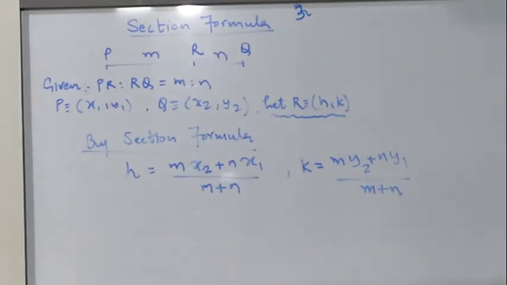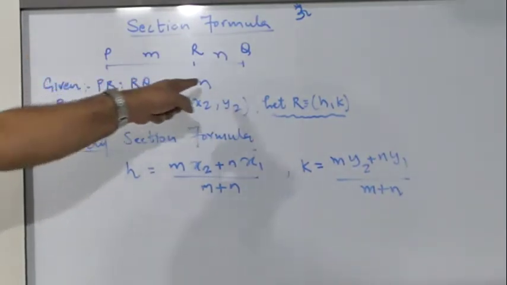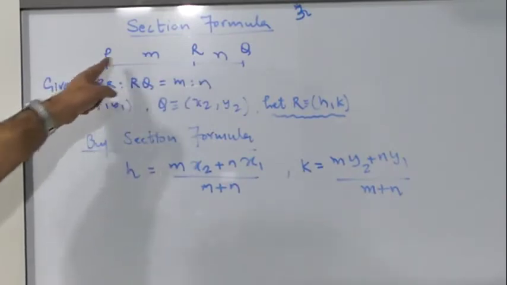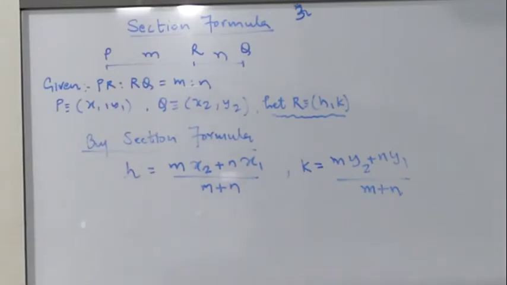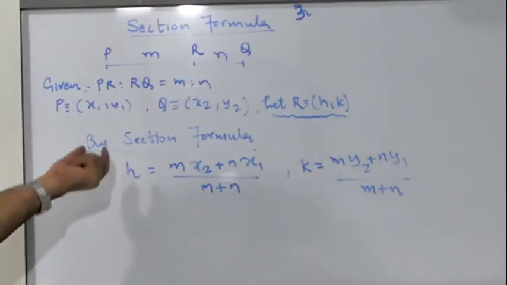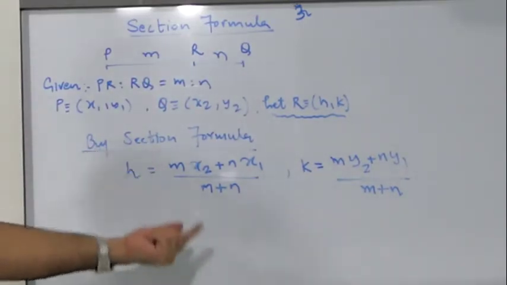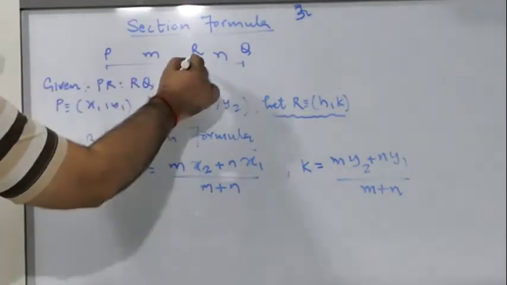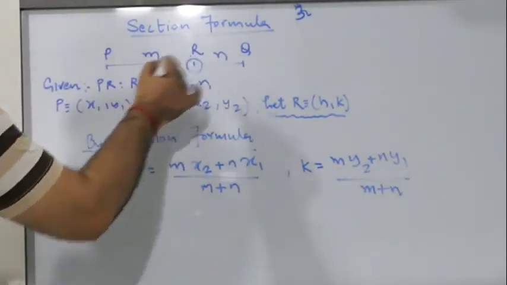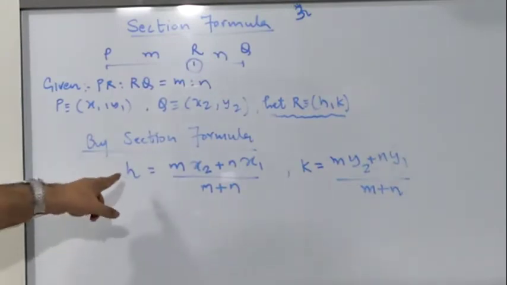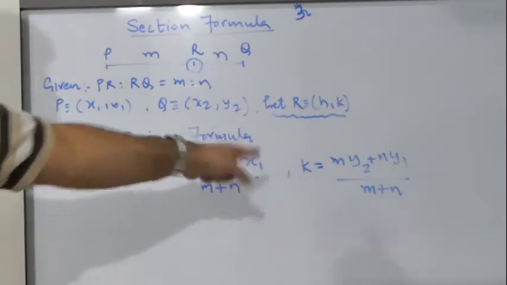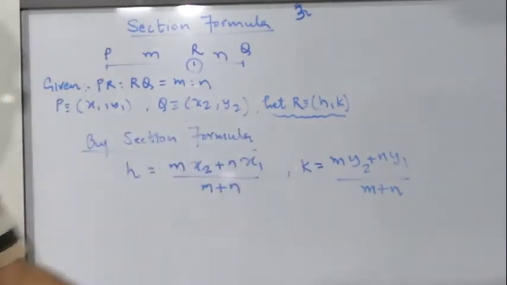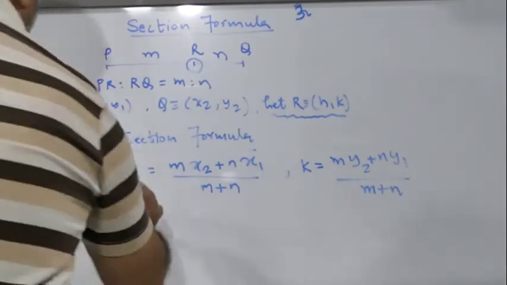Alright? So, section formula: you have a segment, you have two endpoints, and you have a point which divides the segment in the ratio m is to n. Then, by section formula, you can find the coordinates of that point. How do you find that? h is equal to mx2 plus nx1 upon m plus n, and k is equal to my2 plus ny1 upon m plus n. Right? So this is section formula.